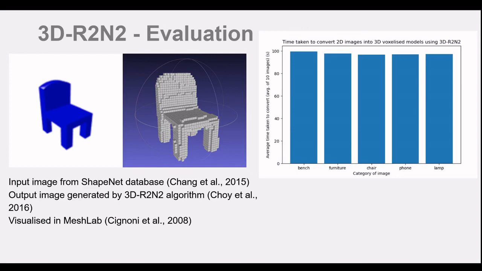However, on average, it takes significantly longer than DenseDepth, about 100 seconds on average per model across multiple different categories. However, overall, compared with other single image reconstruction algorithms, comparison studies have shown that it has comparable performance, though unfortunately, visually, it might not look as good due to the fact that it produces a voxel model, meaning just visually it looks blocky compared to something like a mesh or a point cloud.